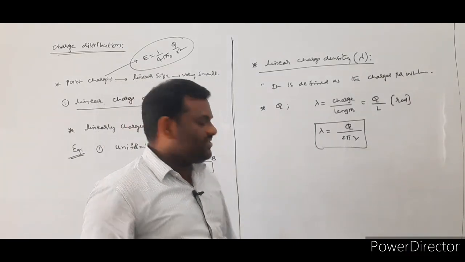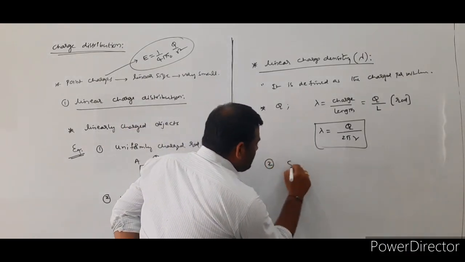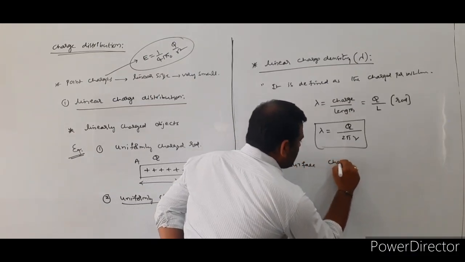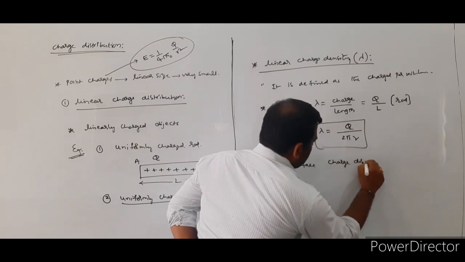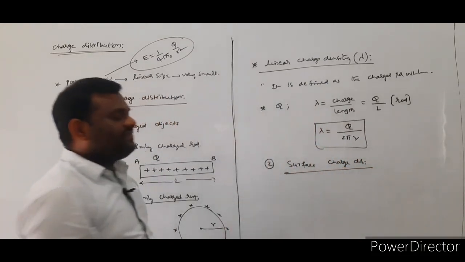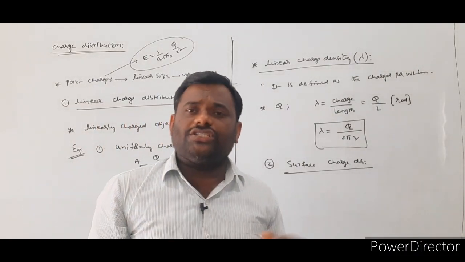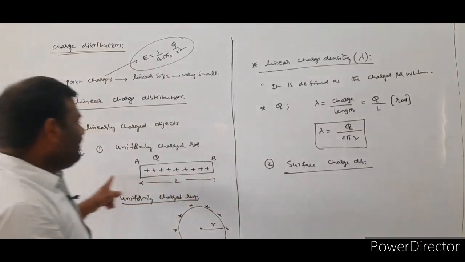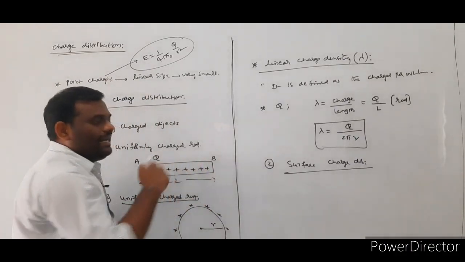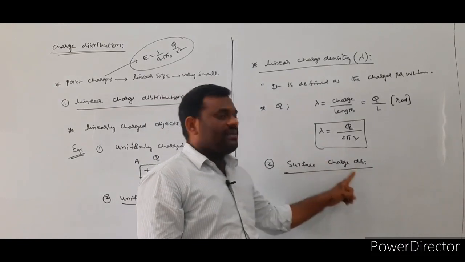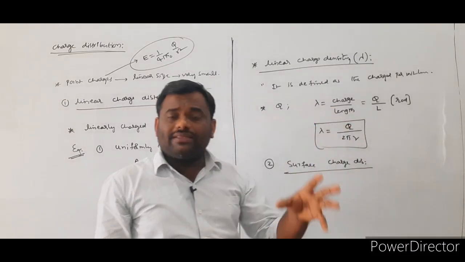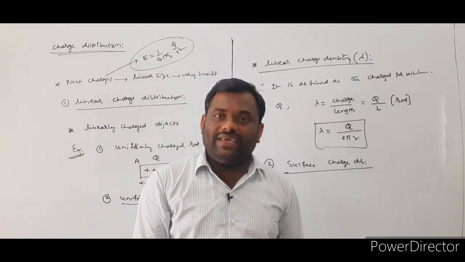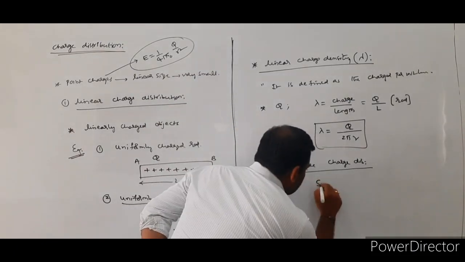The second concept is surface charge distribution. In the previous case, because it is a linearly charged object, the entire charge is uniformly distributed over its entire length. In the case of surface charge distribution, whatever charge is given to the surface objects. Which type of objects do we consider here? Surface objects.